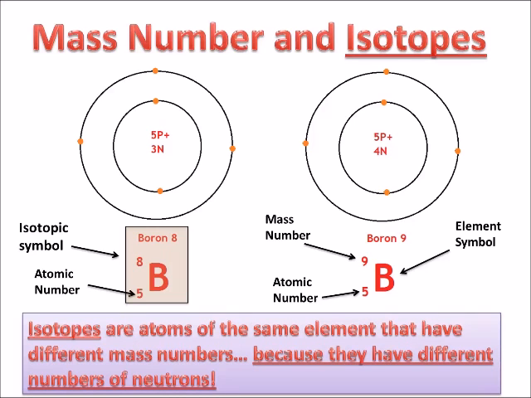Isotopes are atoms of the same element that have different mass numbers. The only difference between these two atoms is the mass number. The mass number of the atom on the left is 8. The mass number of the atom on the right is 9. Why do they have different mass numbers? Because they have different numbers of neutrons. Isotopes are atoms of the same element that have different mass numbers because they have different numbers of neutrons. They're still the same element. They only differ in mass number.